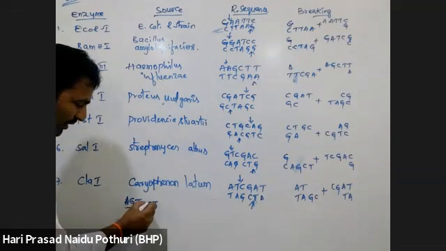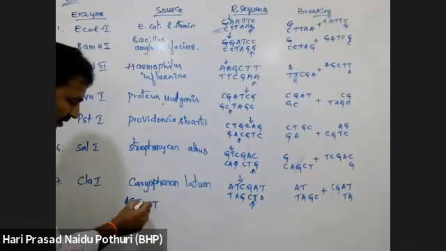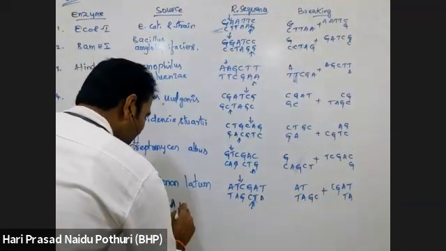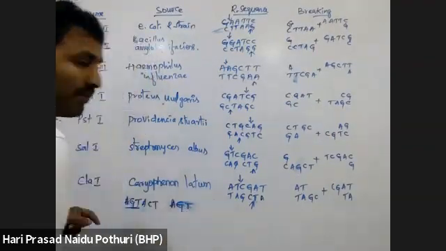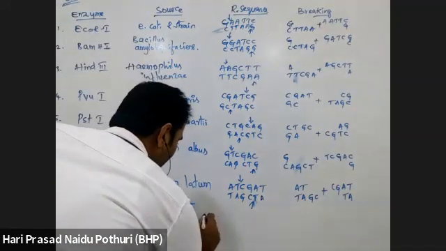The second one is complementary to the fifth one. The third one and fourth one will be complementary. Otherwise, AGT, I wrote here. AGT, I wrote here means the opposite sequence also you can write. AGT.